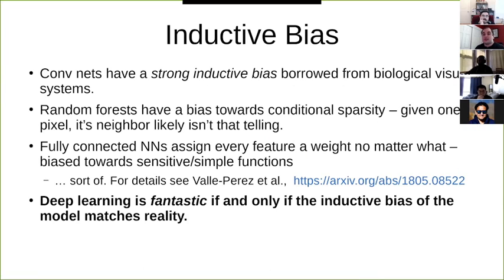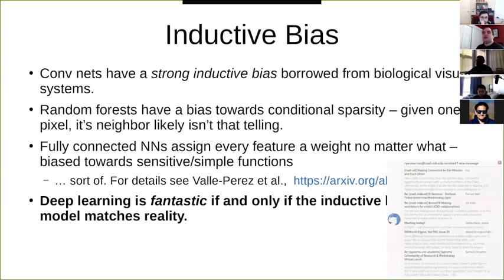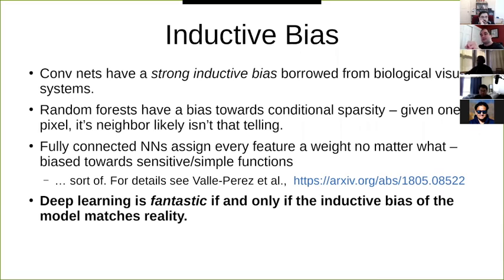So if we look at the inductive bias of each one of these models, we know that convolutional neural nets have a very strong inductive bias because it was borrowed directly from actual eyeballs, right? Actual biological visual systems. Random forests also have an inductive bias, and it's a little complex, but intuitively, the inductive bias that a random forest has is known as conditional sparsity. The idea is that if you branch once on a certain pixel, because all of the other pixels around that pixel are highly correlated, you're very unlikely to look at pixels near that one again.